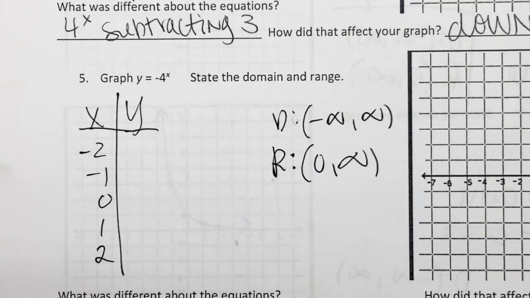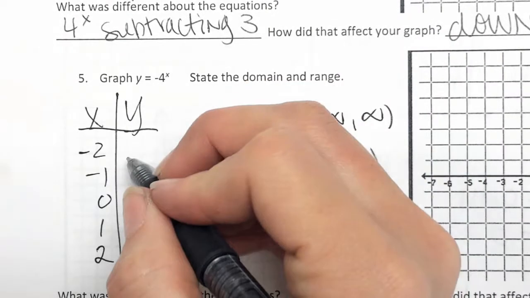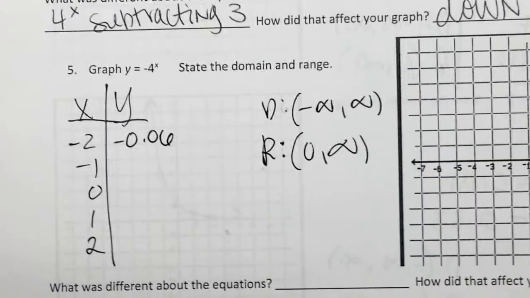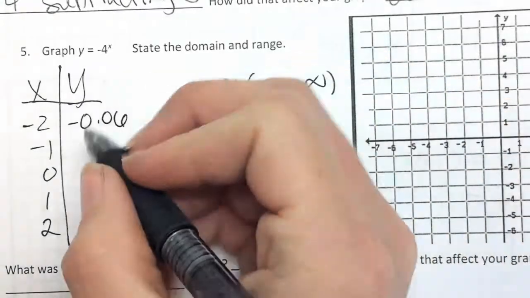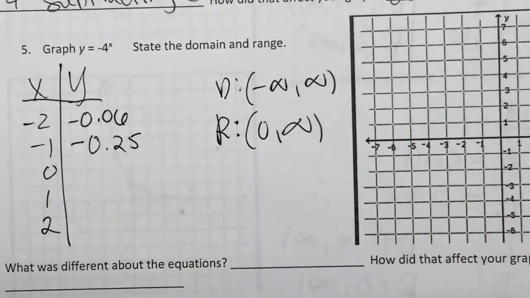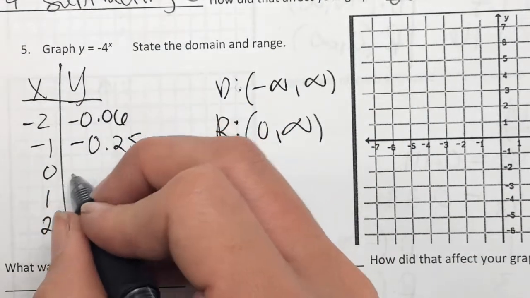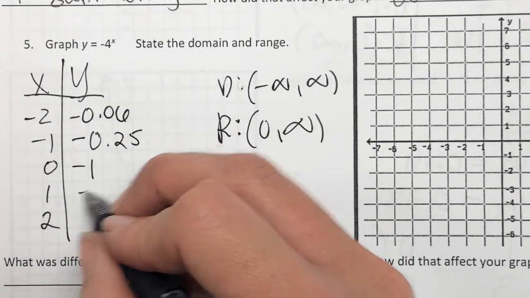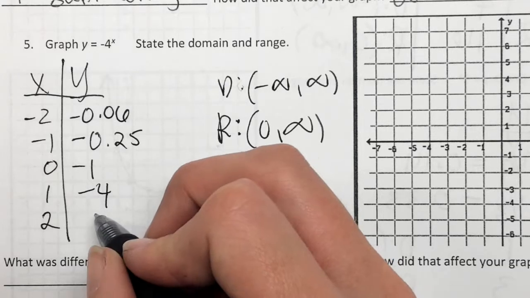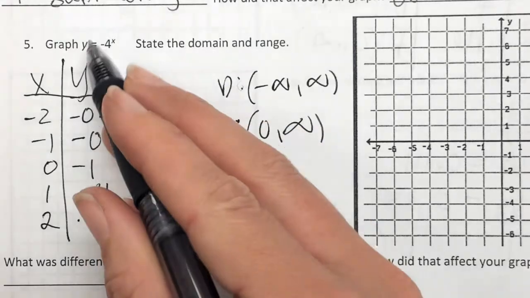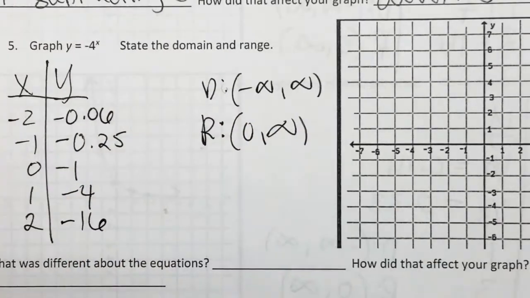Everybody done finding those values? Katie, what'd you get for negative 2? Did everybody get that? Amber, what'd you get for negative 1? Alright, Victor, what'd you get for 0? Negative 1. Good. Colby, what'd you get for 1? And Logan, what'd you get for 2? 16? Or negative 16? Yes. Alright, go ahead and graph the points you can graph.